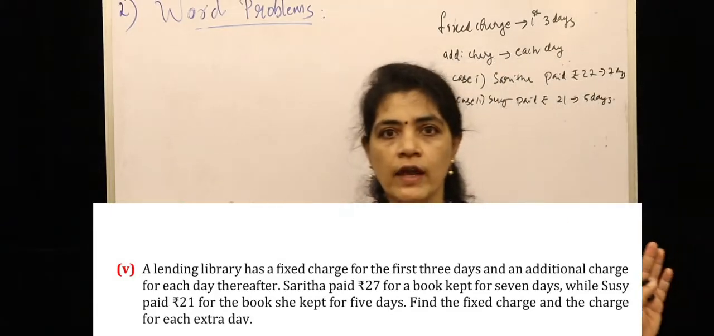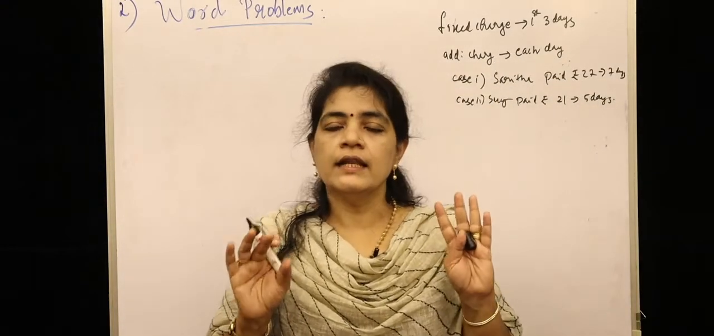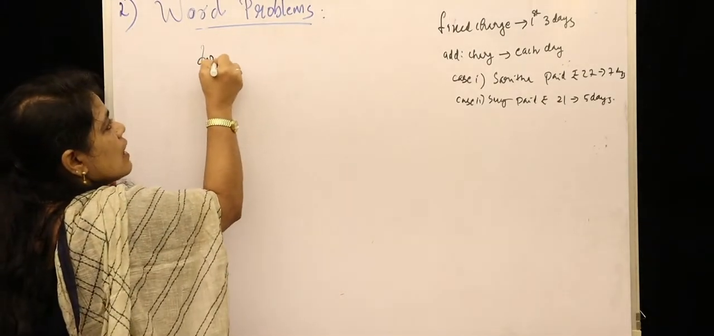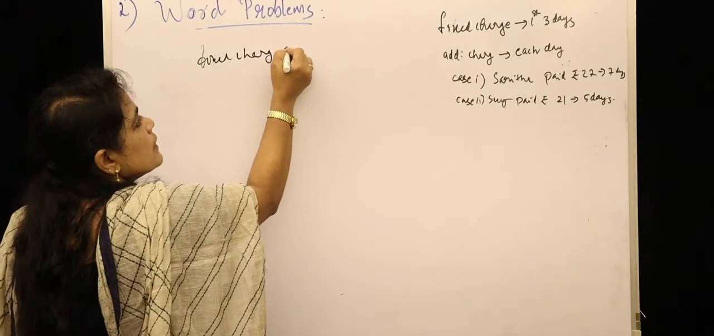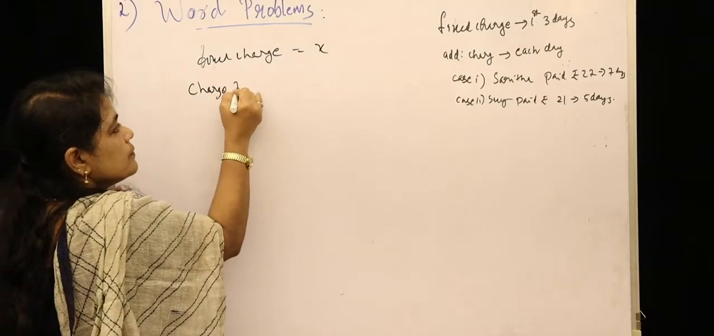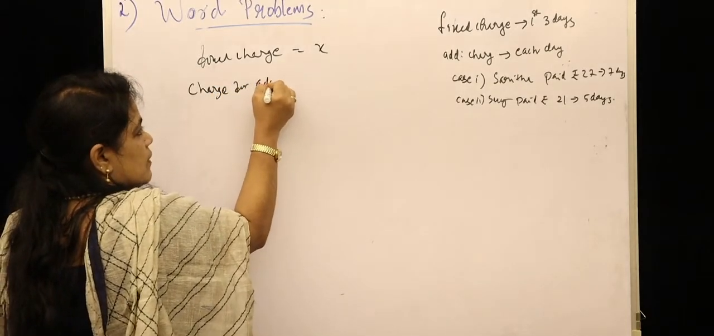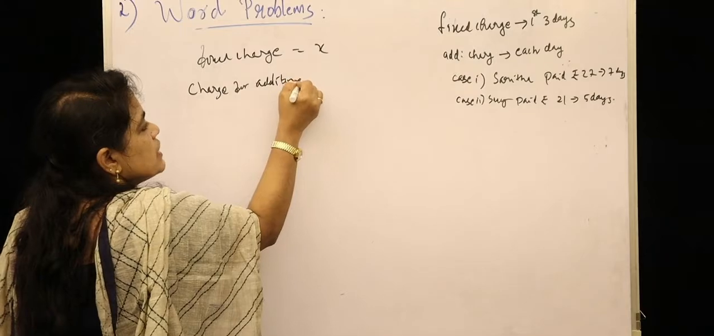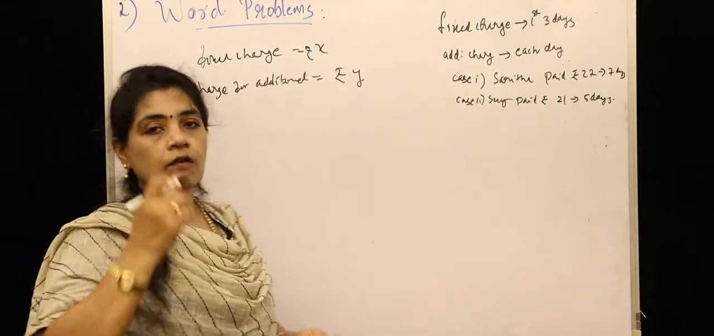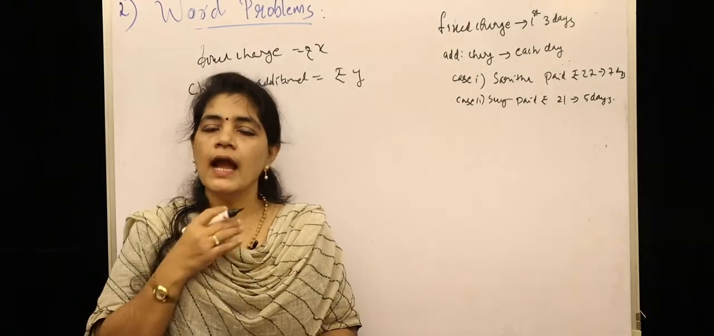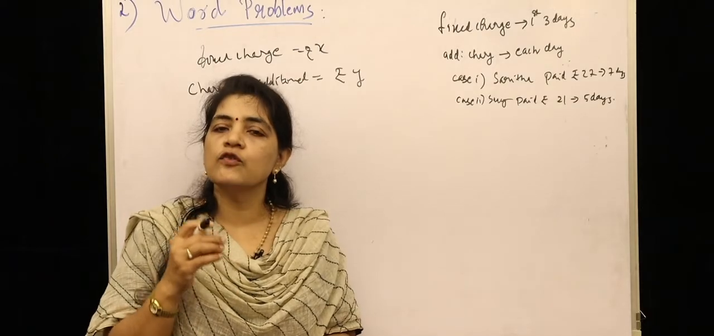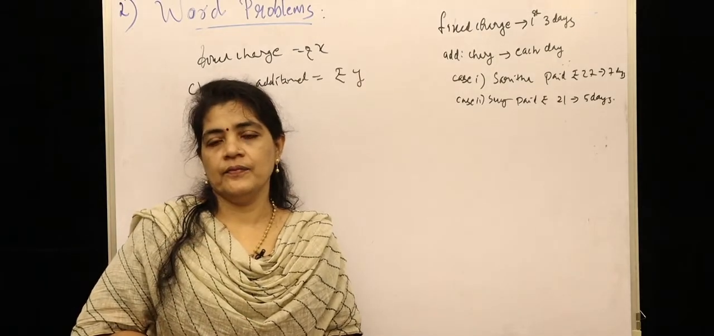So here also two variables, two unknowns are there. Let x be the fixed charge. So fixed charge equals x rupees, and for each additional day she has to pay rupees y. This is the fixed charge, we can take as rupees x. And what is asked? We have to find this fixed charge and the charge for each additional day.